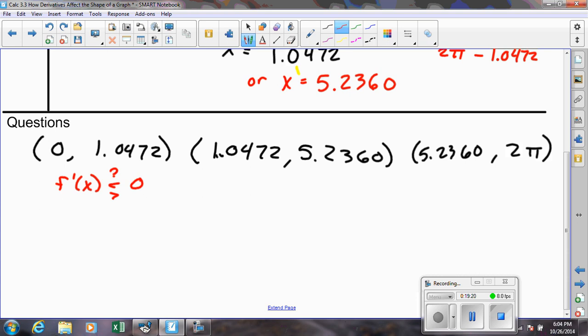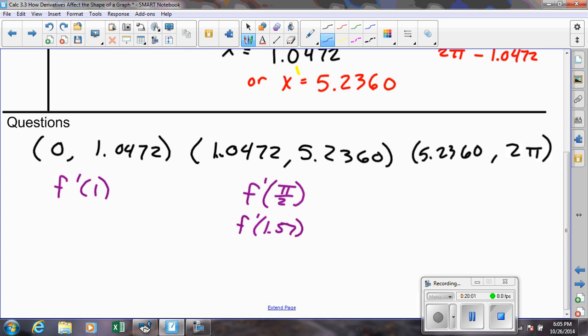And same thing for each interval. If the derivative is negative, we have a decreasing function. So we are actually allowed to pick absolutely any value we want in the interval. Generally speaking, pick easy ones. What I would like to consider, in the interval from 0 to 1.04, and from 1 to 5.2, would be a number like, how about pi over 2? Pi over 2 we know is approximately 1.57. And from here, we could say f prime of 6.